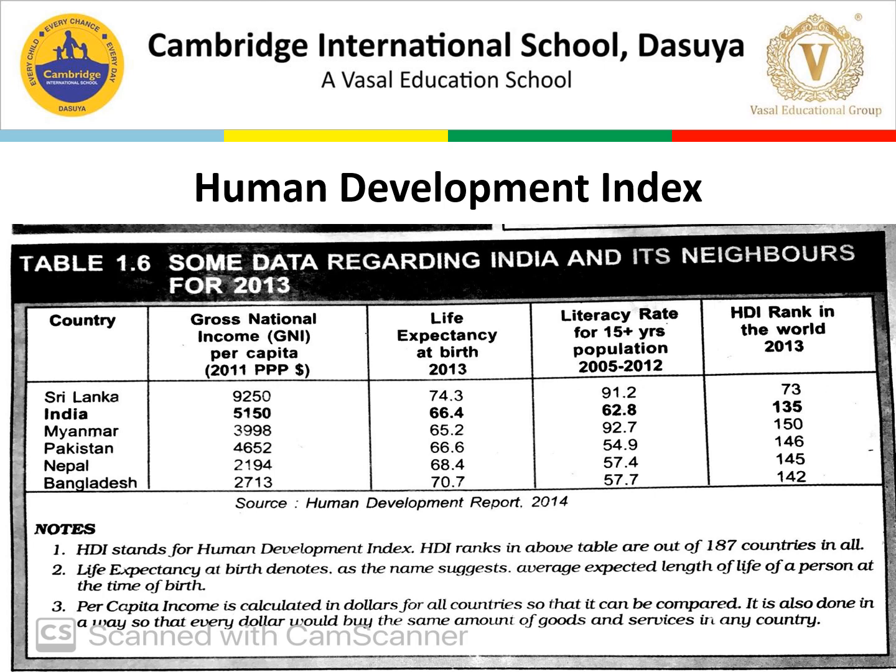This 187 countries number has changed now. The latest they have not mentioned in the book, but in the new books we will be getting the new one. I'll discuss that later on with you. Then is life expectancy. Life expectancy at birth denotes, as the name suggests, the average expected length of life of a person.